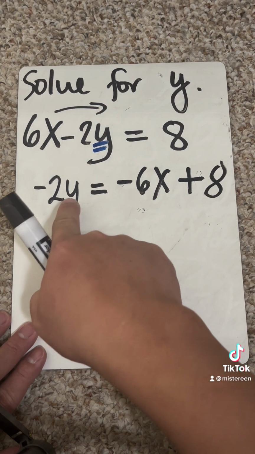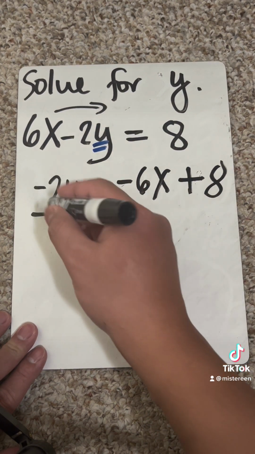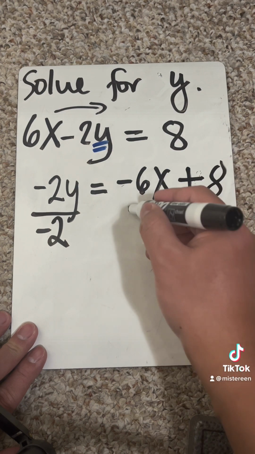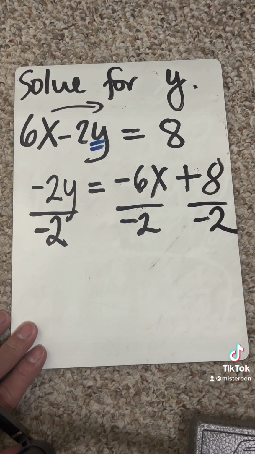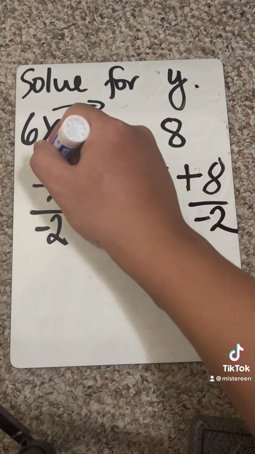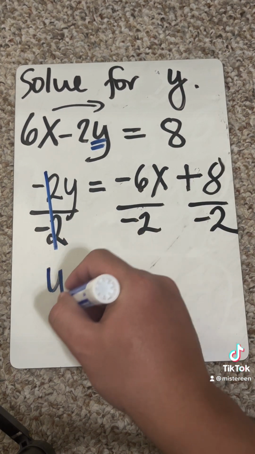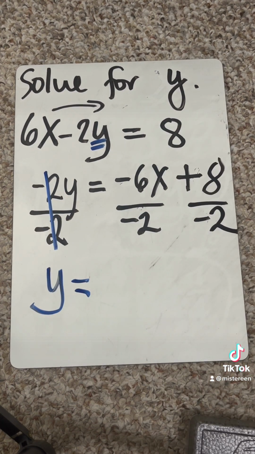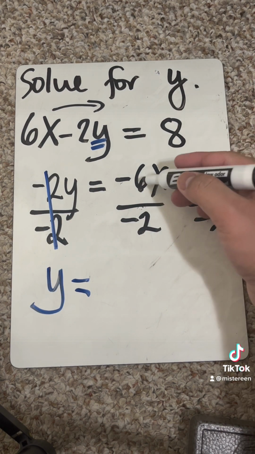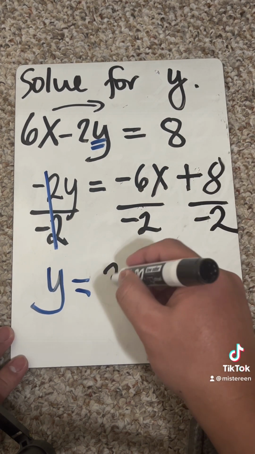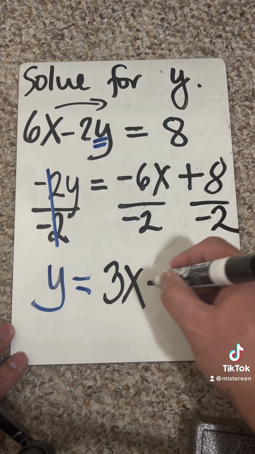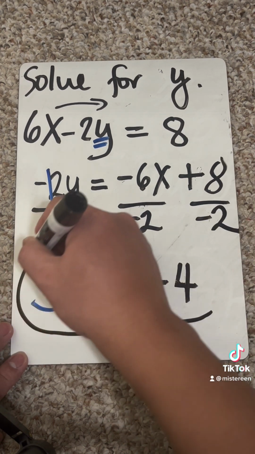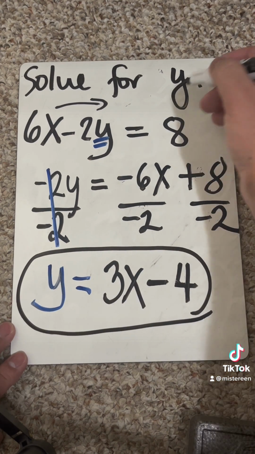Now I only want my y, so I get rid of that negative 2 by division, and do it for every single number on the other side. Now if I do that, negative 2 will be crossed out here, so my y will be left on the left, and then just simplify the numbers. Negative 6 divided by negative 2 is positive 3, and then don't forget there's an x, and then 8 divided by negative 2 is negative 4. So I have solved for y, because it says solve for y.